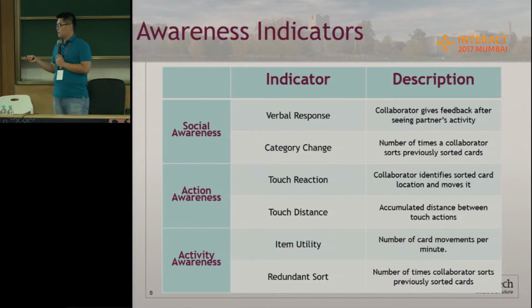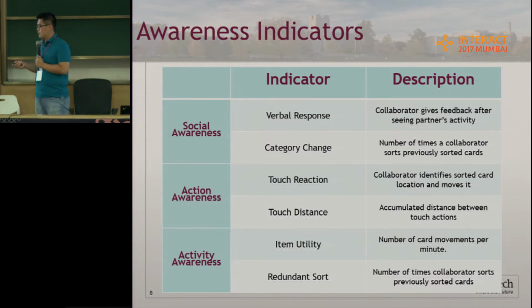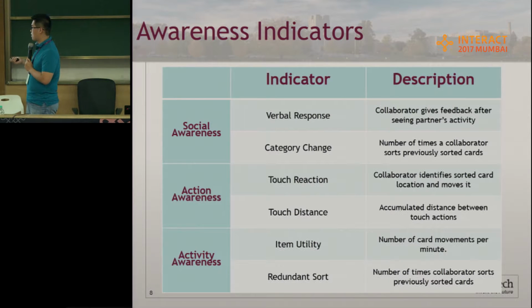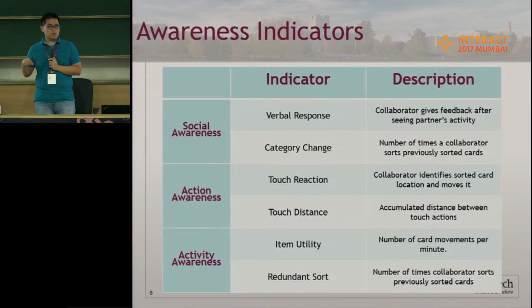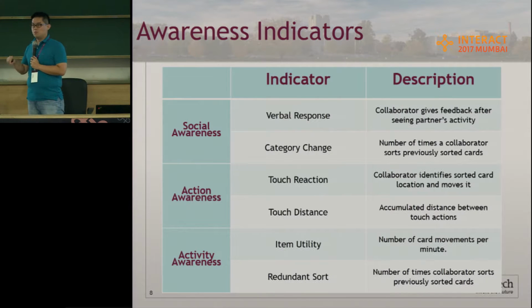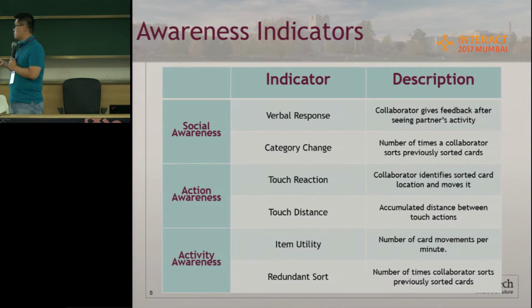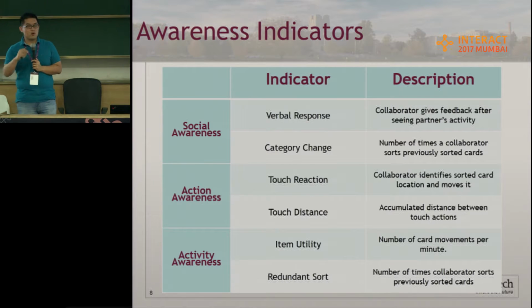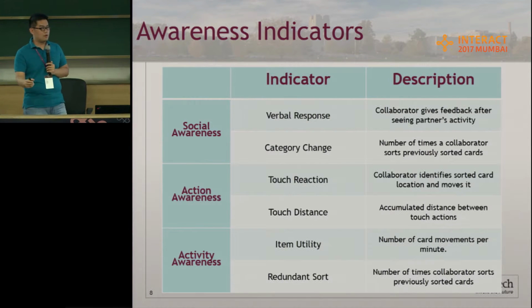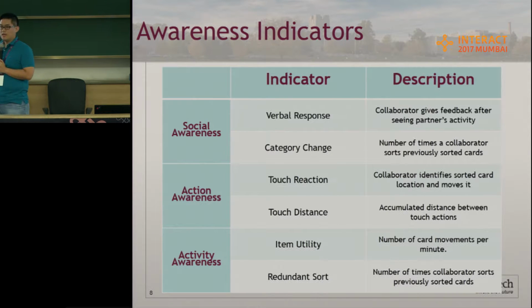Activity awareness is measured by atom utility and redundant sort. The atom utility is the number of card movements per minute. When you have higher activity awareness, you know the right time to move and which card you should move. The redundant sort is the number of times collaborators sort previously sorted cards. Others already sorted a card into one of the categories, and the other person doesn't have good awareness of others' activity. He might perform this action again, which is redundant and useless.